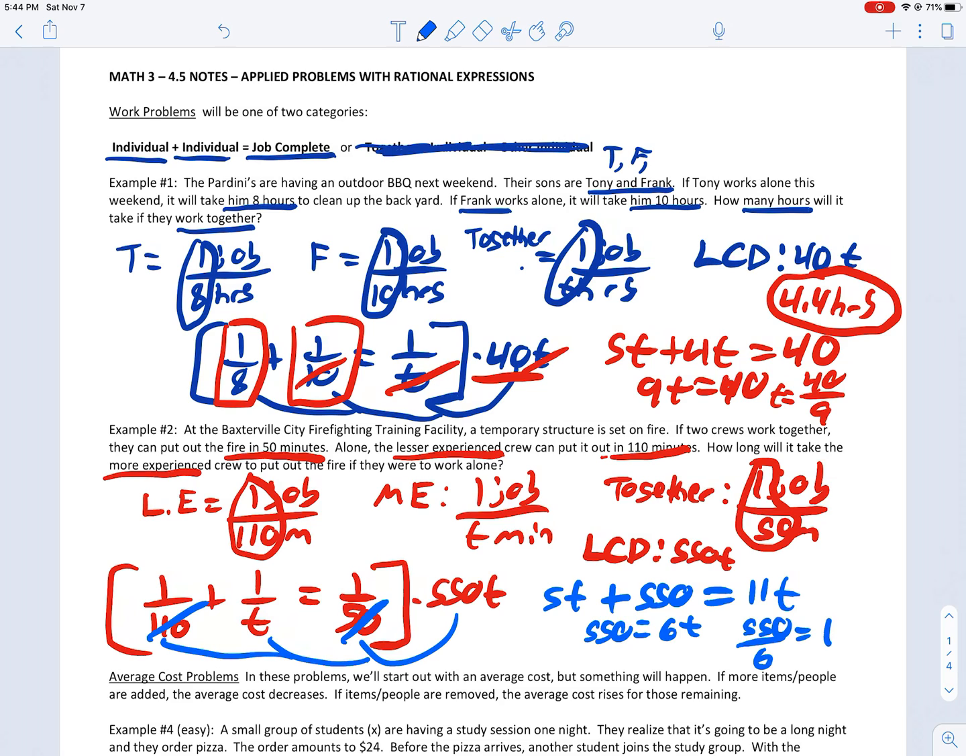Right, and then you could reduce that. If you wanted to, if you divided it and got a decimal, you would get about 91.67 minutes for the more experienced crew to do it. Which makes sense because it should be less than 110, because they're the more experienced crew, but it should be more than 50 minutes when they work together. So it should be in between 110 and 50, which it is.